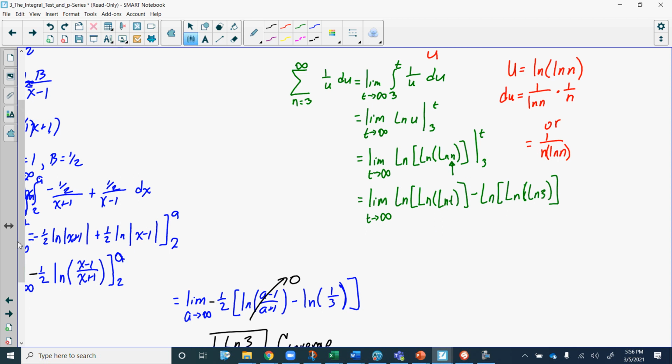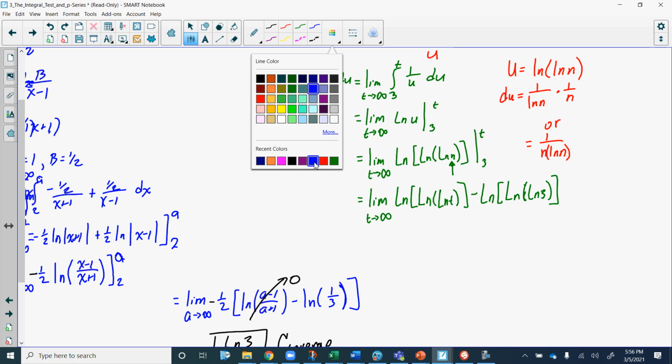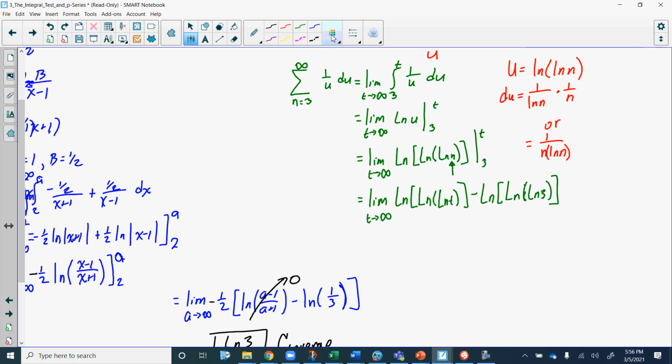Okay. So looking at it, as t goes to infinity, all of this is going to go to infinity. Now, the natural log of the natural log of 3 is just going to work out to be a constant. So with infinity compared to a constant, the constant is irrelevant. So in this case, the limit will be infinity, and therefore this series will diverge.